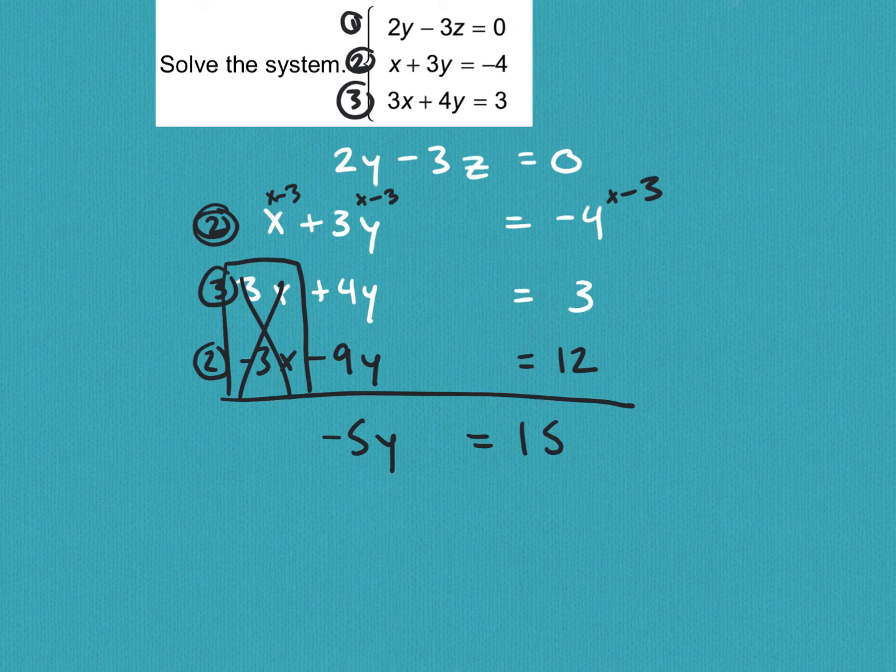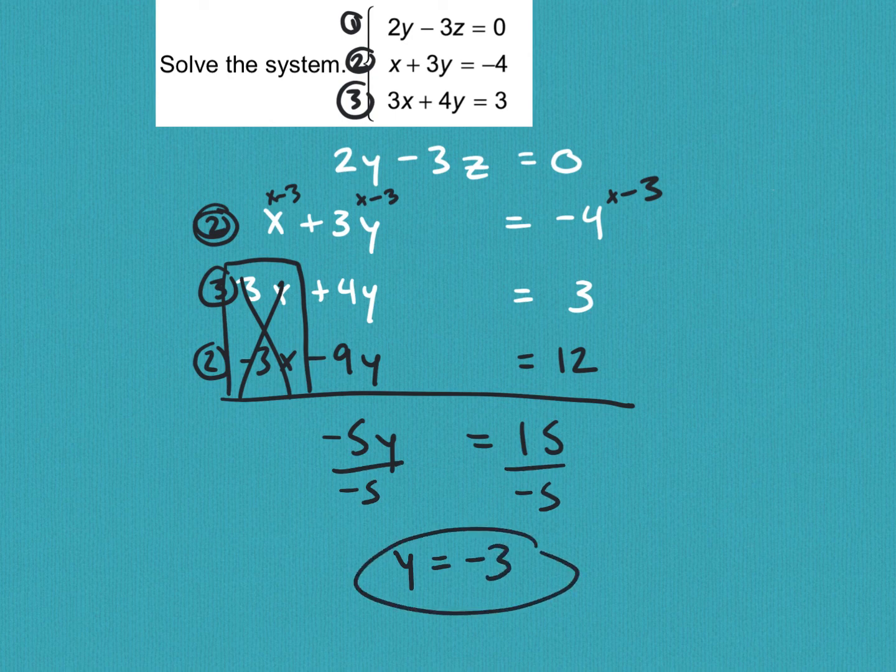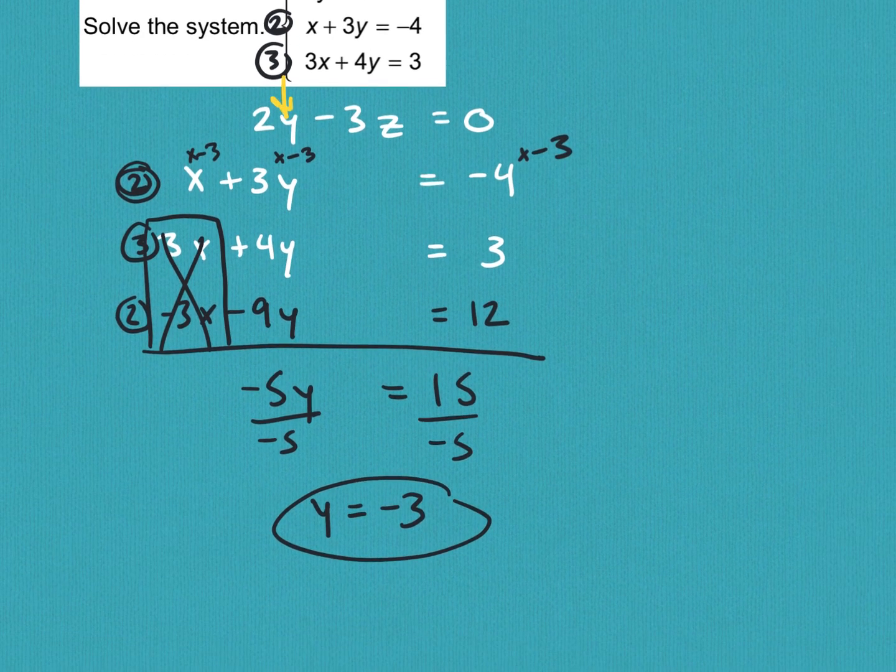Then what should I do? Divide by negative 5. So what's y equal to? Negative 3. So that's one answer. How can I find another answer? Do a different pair of equations. Can I plug it in? Do I have an equation with two variables that I could plug this into to find one? Yeah, which one? The first one. I could plug it into y here to find z.